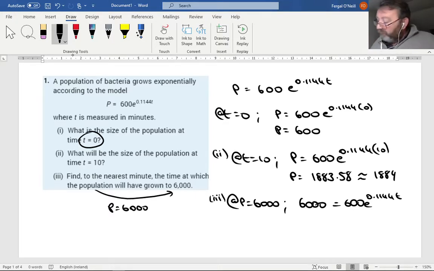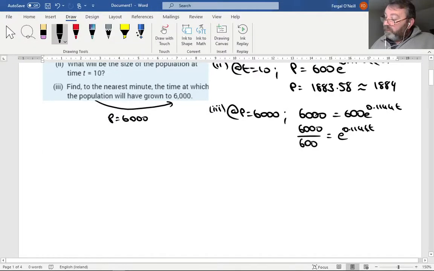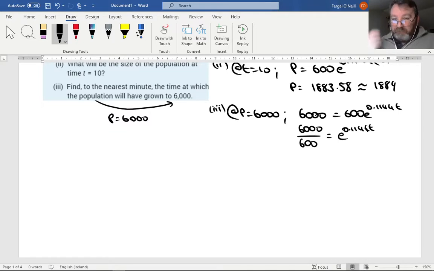Okay, so the first thing I'm going to do here is I'm going to divide both sides by 600. So 6,000 divided by 600 is equal to e to the 0.1144t. Okay, now what I'm going to do next is I'm going to get the natural log of both sides so I can get rid of this e. Don't forget, the natural log and the exponential function are inverse functions of one another, and when they're used together they cancel one another. So the natural log of both sides, that's 6,000 over 600.